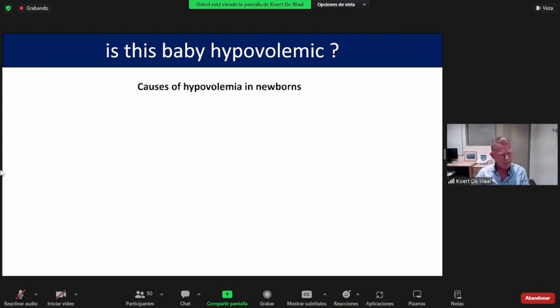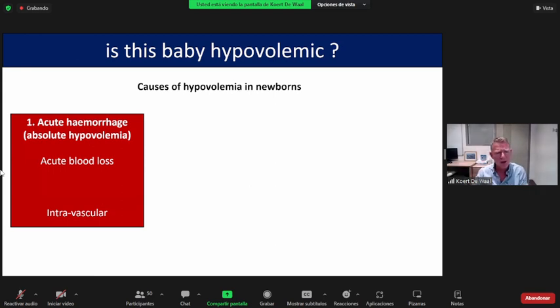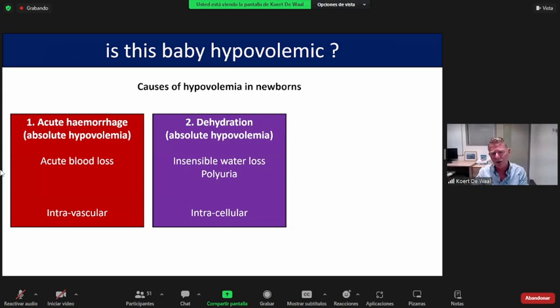All right, is this baby hypovolemic? What are the causes of hypovolemia? And this one is specifically for newborns. I think there are 3 main causes. 1, acute hemorrhage or absolute hypovolemia, acute blood loss, where generally the majority of the loss will be intravascular. Then there is dehydration, which is also a form of absolute hypovolemia, which is different in its concept. It is intracellular and can be related to, for instance, insensible water loss, polyuria, or any way where you lose way more fluid than you should.